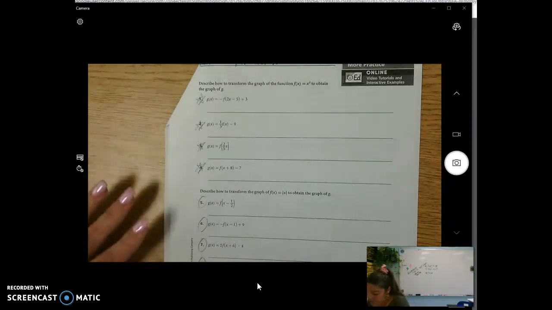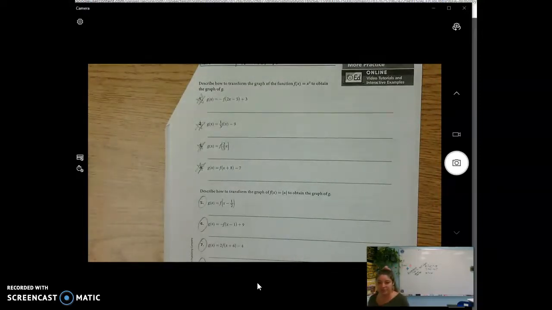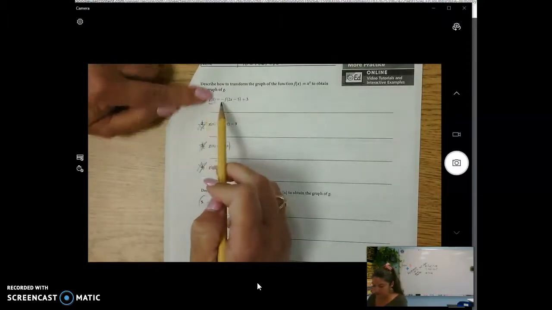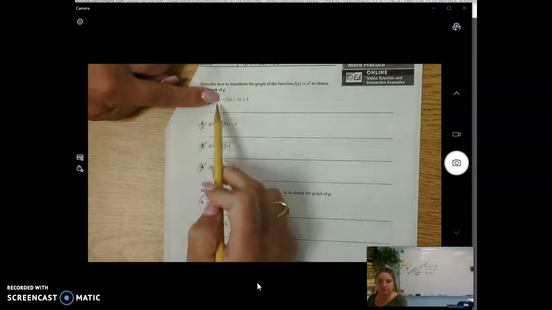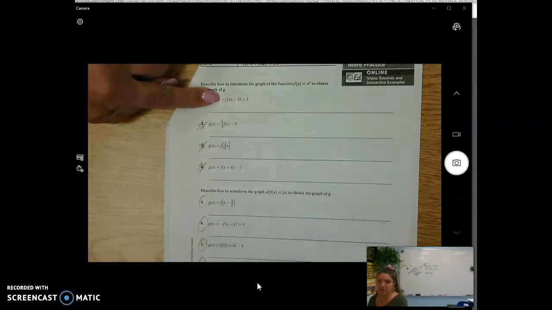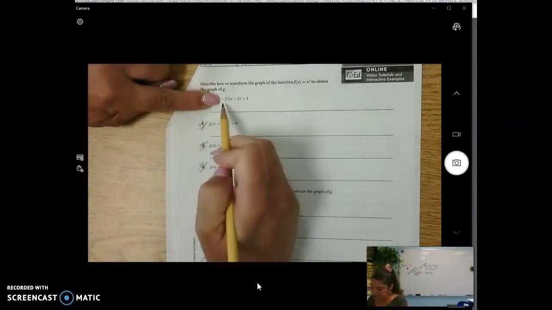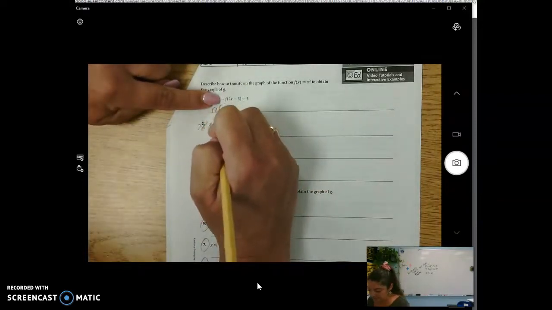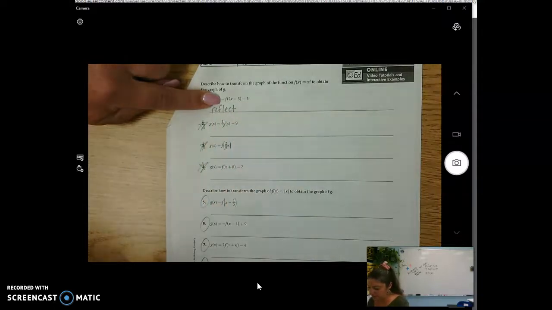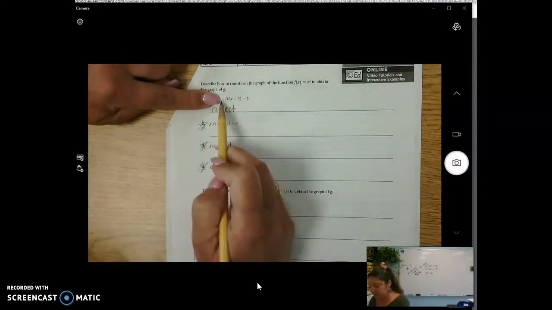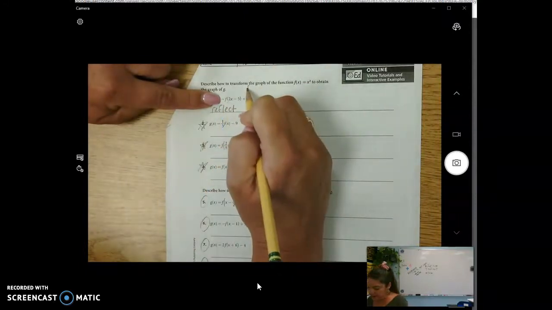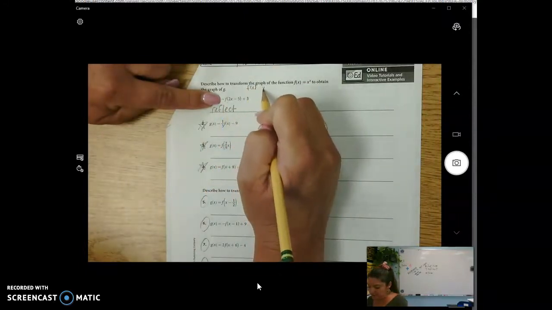All right, so here's what we're going to do. We're just going to describe the transformations that are happening. And so here's our original function, and it got transformed to this. So we're just going to do one symbol, one number at a time. So this negative means that it is a reflection. So it reflected because it's in front of the f of x. Remember that f of x is just another way to say y, right?